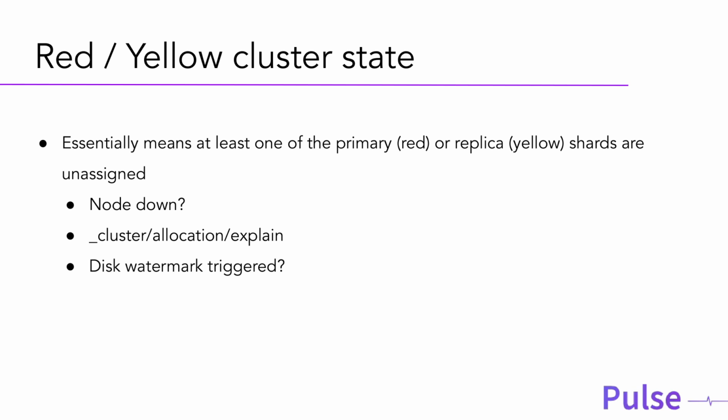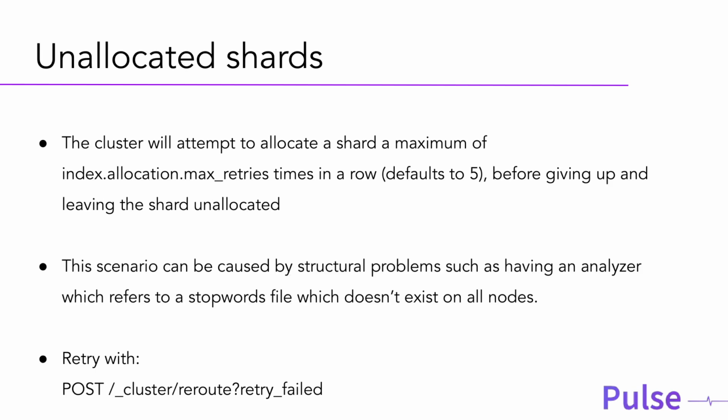But that's a common issue. Again, a red state is something that we worry about, yellow state less. But what's happening behind the scenes is that eventually there are unallocated shards. If it's replica shards, the cluster will be yellow. If it's also primary shards, then the cluster will be red.